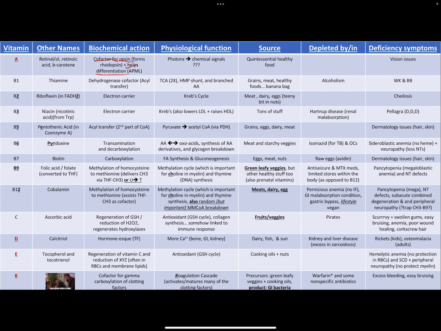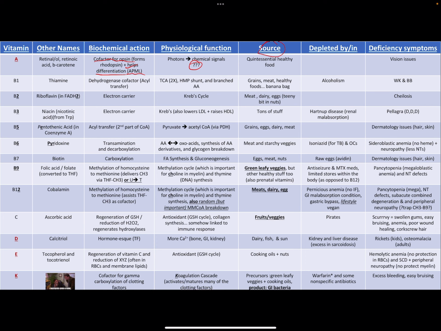It also helps differentiation, right? And that's, remember, like retin-A micro, and tretinoin. A lot of these acne medications have vitamin A because it helps with skin cell differentiation. I don't know how that works. It's also used for APML to help differentiate the cancer cells so that they're not a cancer anymore. I don't actually know how the differentiation occurs.